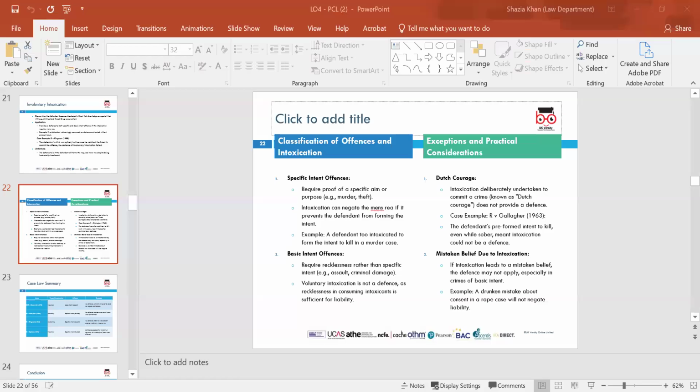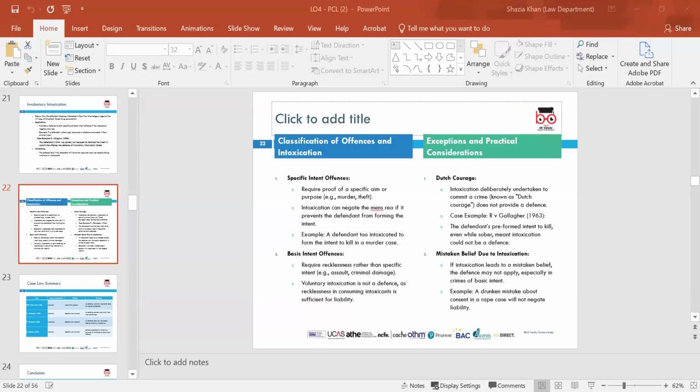necessary specific intent. Basic intent offences: these require a lower level of mental state, where recklessness or knowledge of potential consequences is enough to establish guilt. Examples include assault, where the prosecution only needs to prove the accused intended to apply force, not necessarily to cause serious harm. Voluntary intoxication is generally not a defence for basic intent crimes, as the act of getting intoxicated itself can be considered reckless.